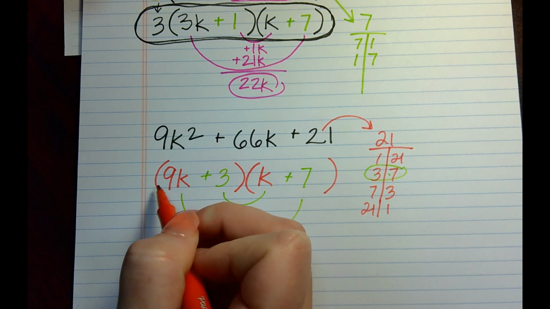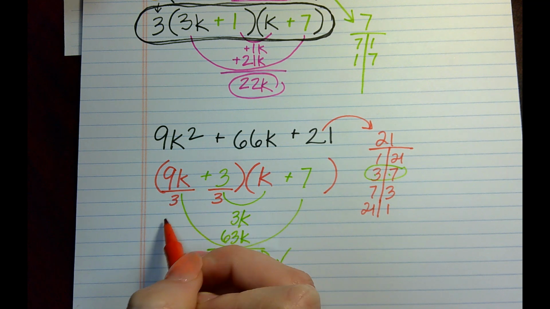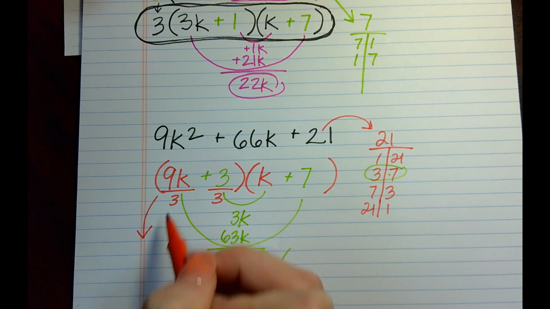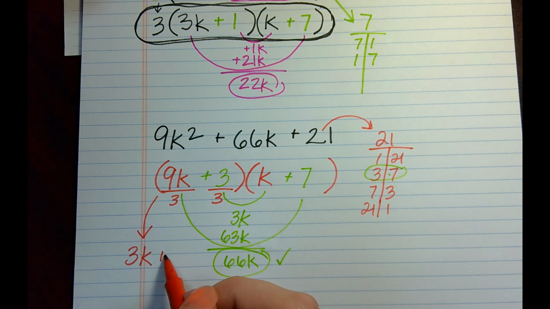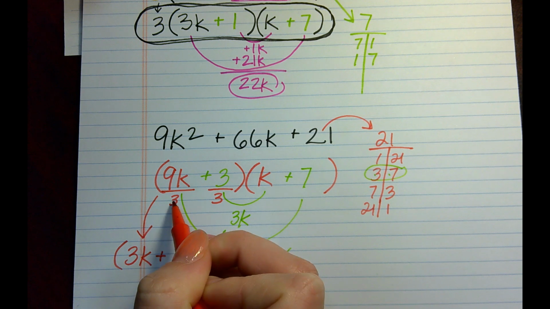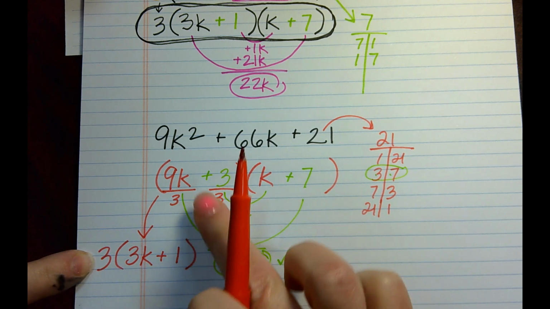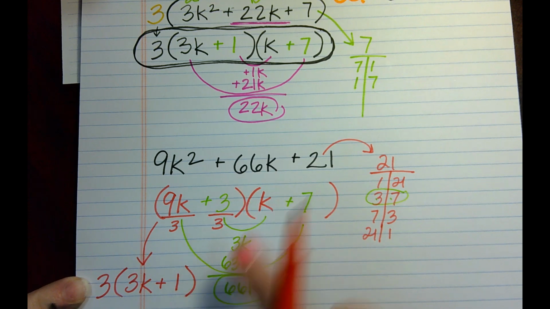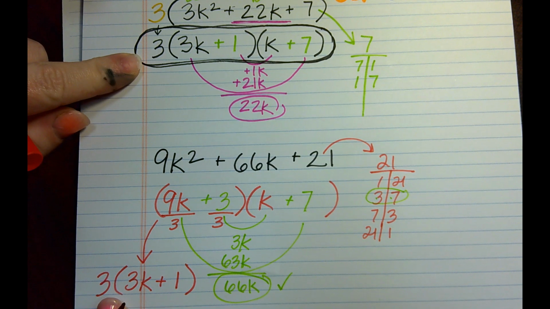So if I divide both of these by 3, I end up with 9 divided by 3 is 3K plus 3 divided by 3 is 1. And since we divided by 3, we included the 3 on the outside. And you see now how we got from here to here. It's the same answer, it just wasn't fully factored.